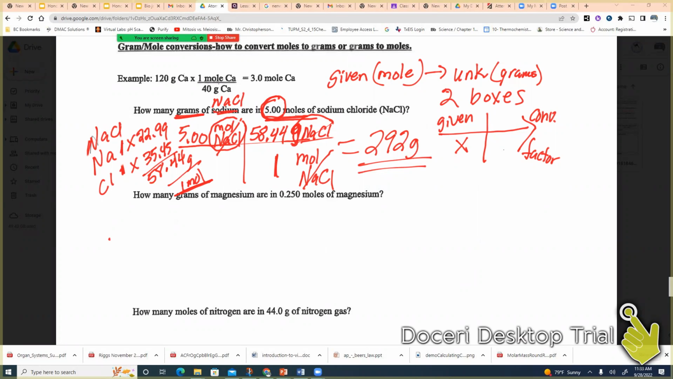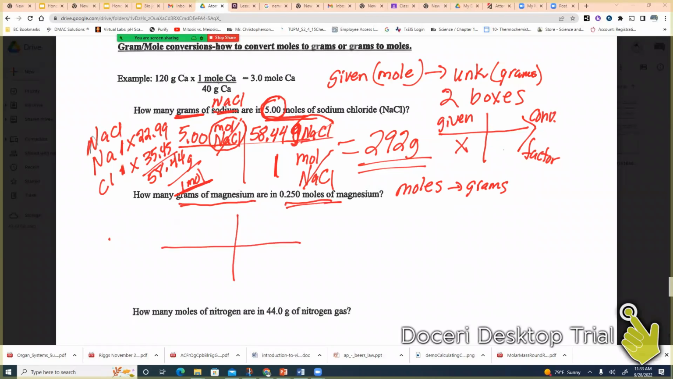All right. It says how many grams of magnesium. So once again, that's my unknown. And it's just magnesium. So if I have a single element, that always makes it easier. And I have 0.250 moles. So once again, I'm going from moles to grams. My given is moles. I want to get to grams.